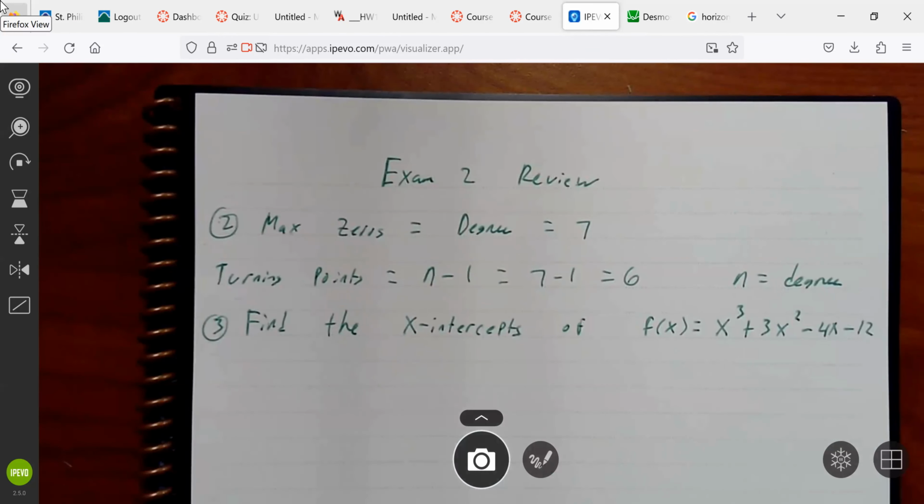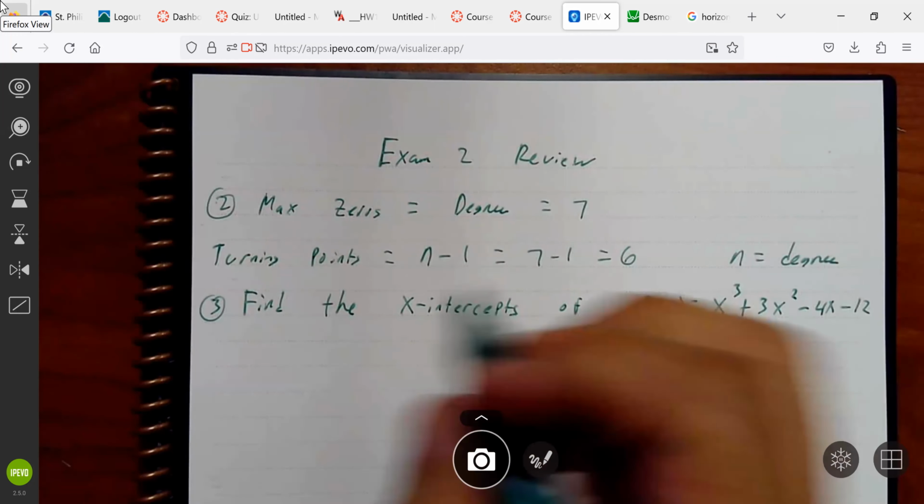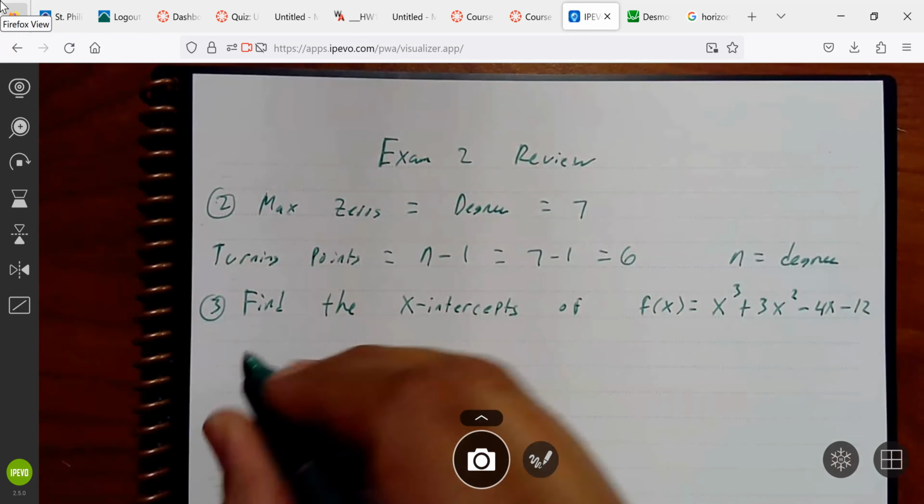I wrote a note for you for number 2. Max zeros is equal to the degree, which in that case was 7. Turning point is n minus 1, where n is the degree. So number 3, I'm going to try factoring first. So to find x-intercepts, you set it to 0.